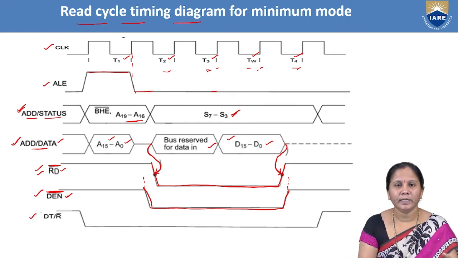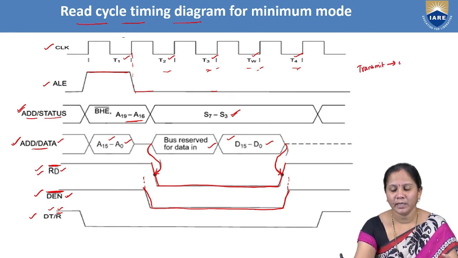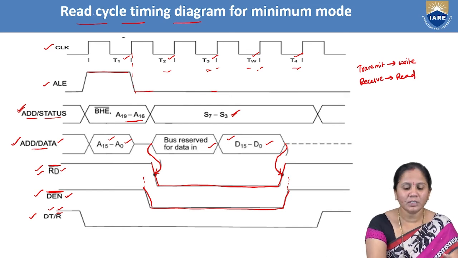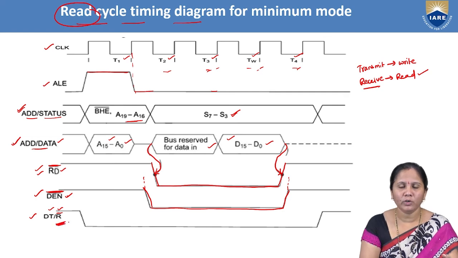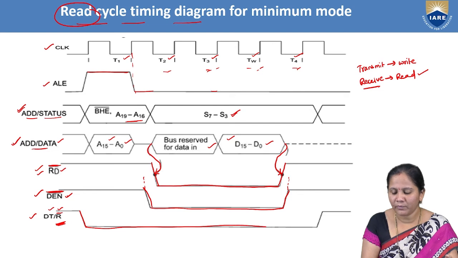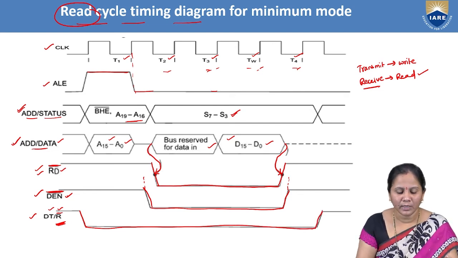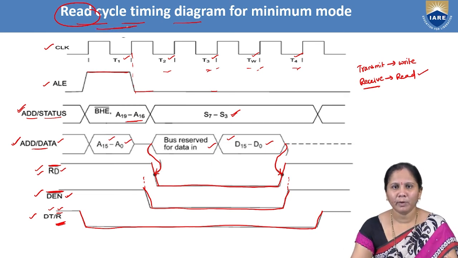And the next signal is DT by R bar, data transmit and receive. Here transmit is the active high signal and R bar is an active low signal. As I told, transmit means write operation and receive means read operation. Since we are discussing the read cycle, we have to consider the receive signal. Receive is an active low signal, so in order to say that the data is being received, we have to indicate it with a negative pulse only. So this is the read cycle timing diagram for minimum mode.